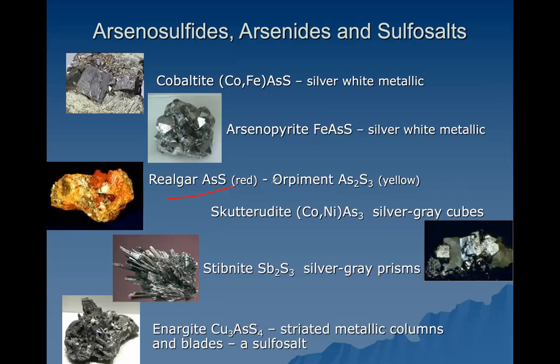Then realgar. Realgar is an arsenic sulfide again, right? And orpiment. Maybe you know about orpiment. Orpiment, it's an arsenic sulfide. Some very, very rare compounds are also there. Silver gray cubes, which you can term skutterudite. It's a cobalt and nickel bearing arsenic compound, an arsenic sulfide compound.